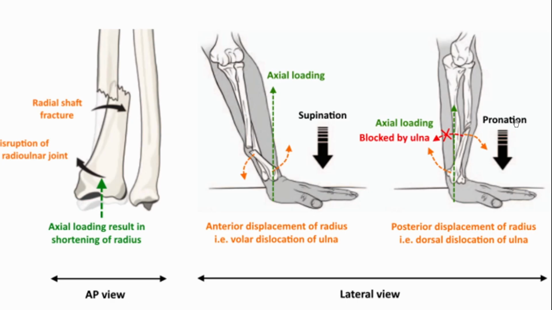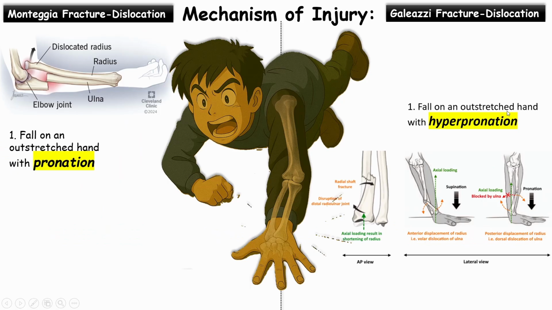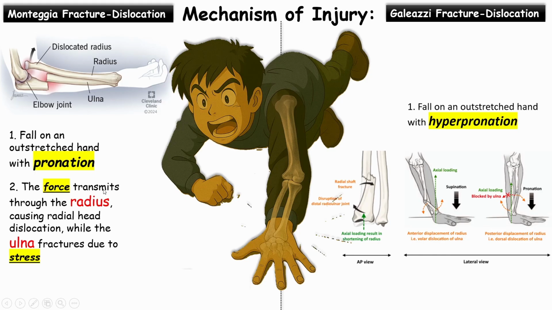Now let's talk about the Monteggia fracture. Although the mechanism is not so different from the Galeazzi fracture, it's the same: there is force transmission through the radius which causes the radial head dislocation, and whatever the impact or the force felt by the bone, it is all transmitted through the ulna, and if the ulna is not able to bear that stress, it fractures. So the fracture is in the proximal 1/3.